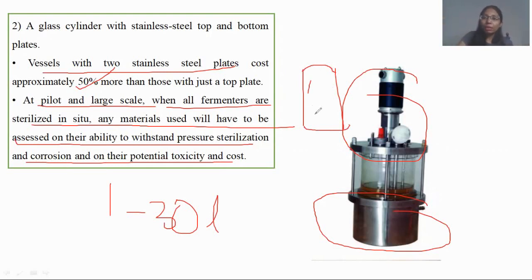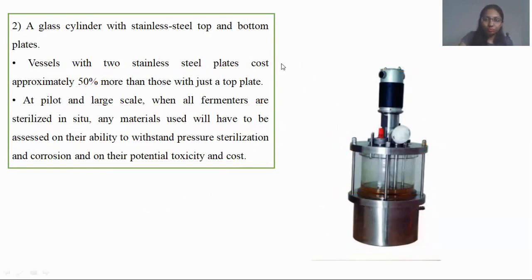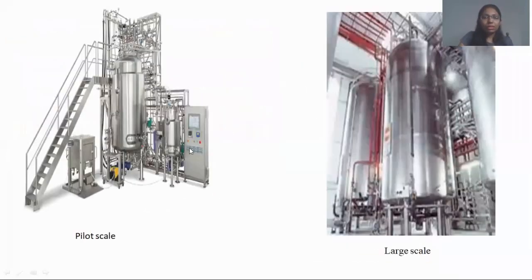So when you are doing the internal sterilization, the material should be such that it can sustain a high amount of pressure and temperature, and it should be non-corrosive. This is the pilot scale reactor. It is also generally made up of stainless steel, and this is the large scale reactor. I think you have seen it when you did an industrial visit in pharma, or when traveling somewhere. I'm sure you have seen this huge giant vessel.